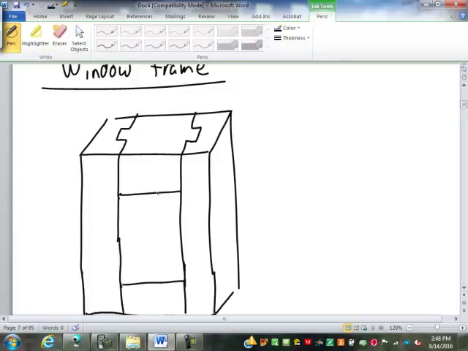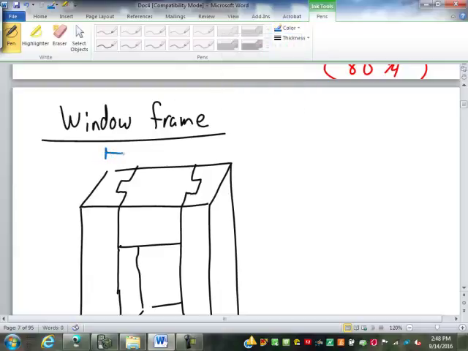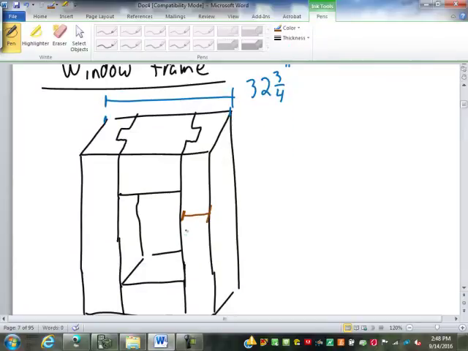To assemble our window here, the overall dimension of the opening is 32 3/4 inches. So this has to be 32 3/4 inches from here to here. That's after we've figured in our 1/8 inch of clearance on each side. So we're probably looking at a 33-inch opening there. Each side of the window here is 2 3/4 inches to match the other windows.